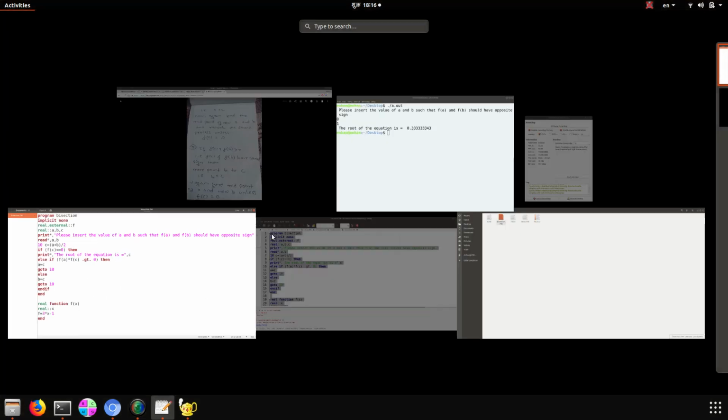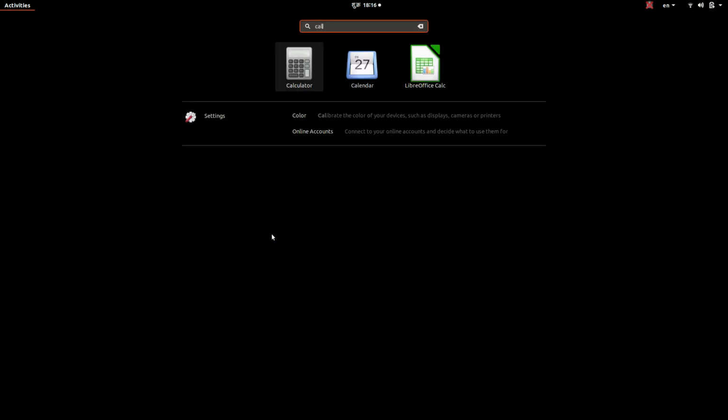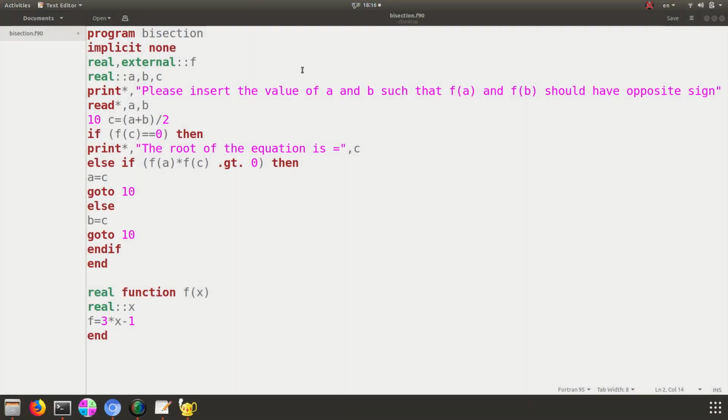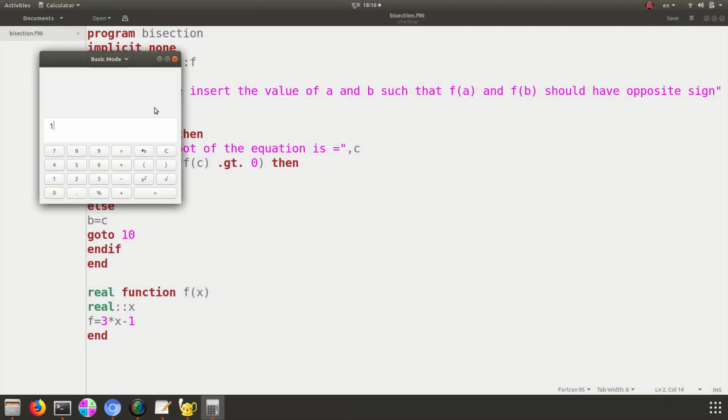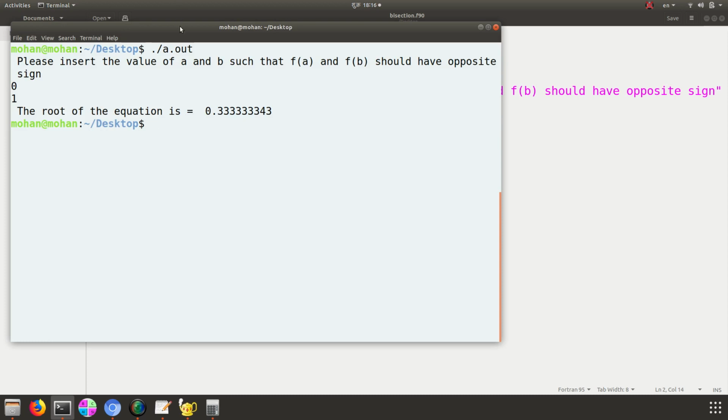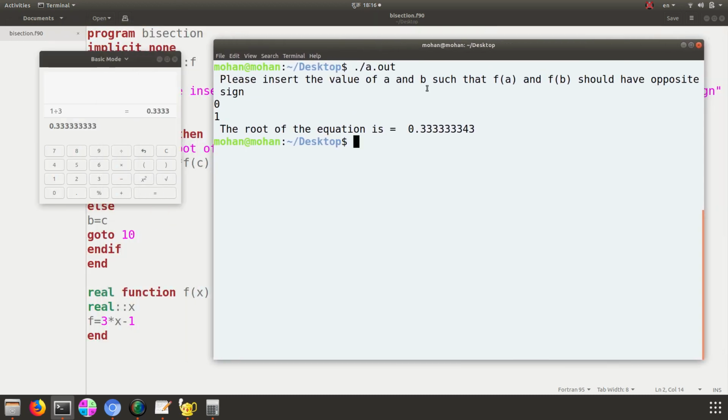Okay, now let us check whether our answer is correct or not with the help of a calculator. So 1 over 3 is 0.33333. But our answer is 0.3333343. So our answer is very near to the right answer. Of course, every process has some sort of errors, so this is our answer.